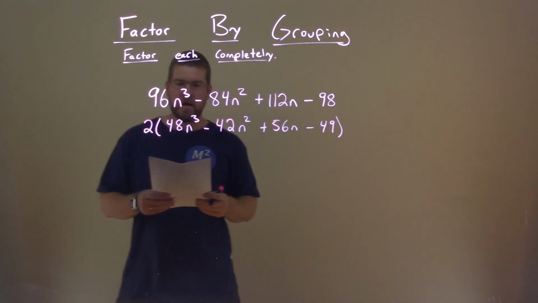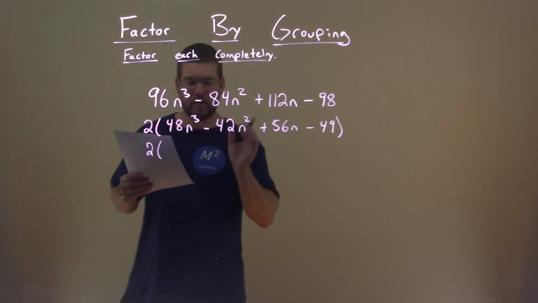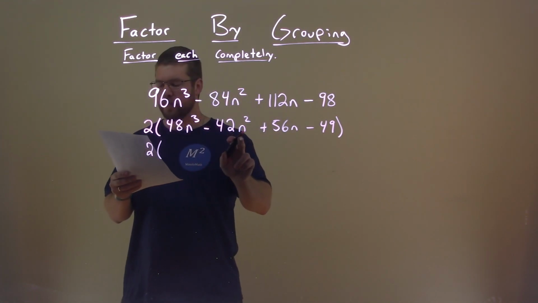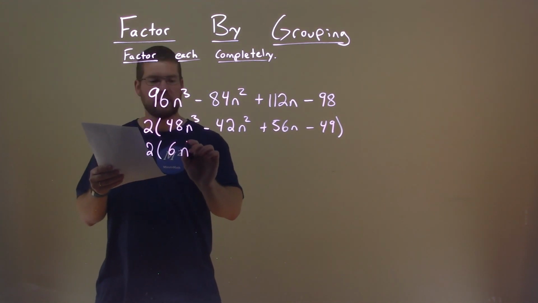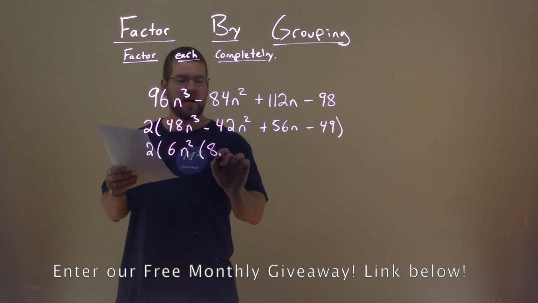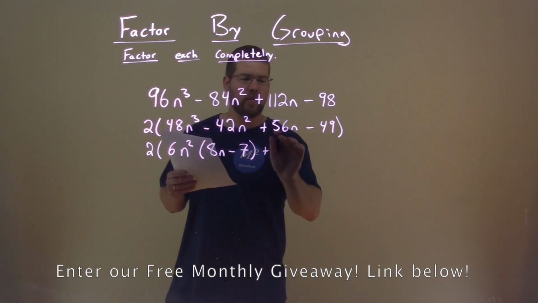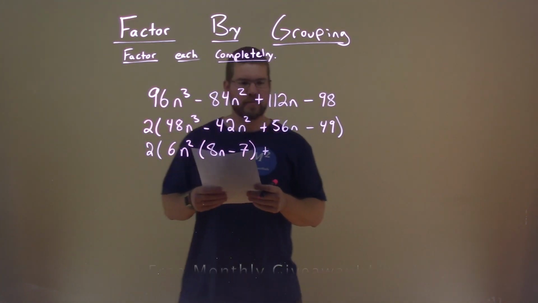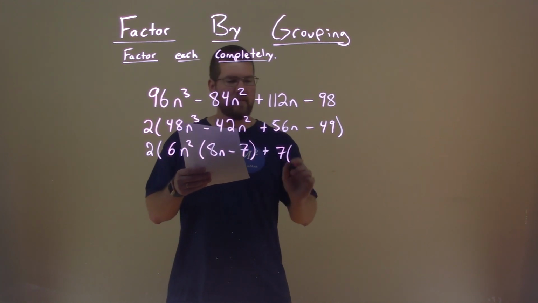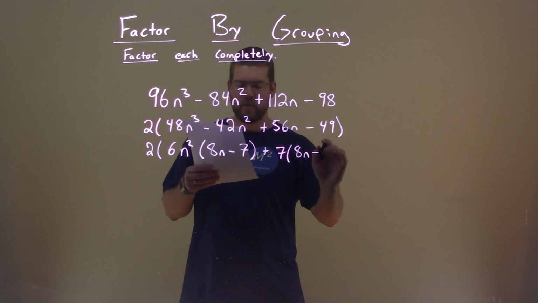Okay, now here comes the groupings. The 2 comes down, and what do we see in 48n to the third power and a minus 42n squared? Is there a common factor there? That's 6n squared. 6n squared goes into both of these, leaving us with an 8n minus 7. Again, we're going to ask the same thing of the second two numbers. What number goes into both of these? That's a 7. So we pull out a 7 from 56n, we have 8n. 7 from 49 is a 7.